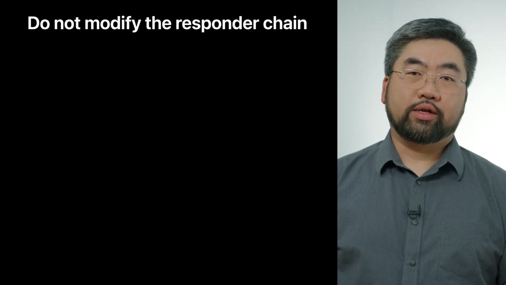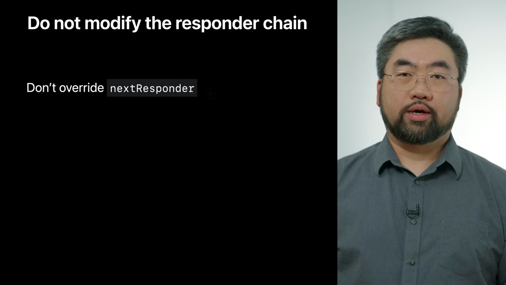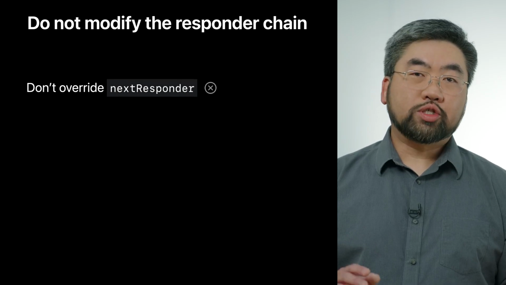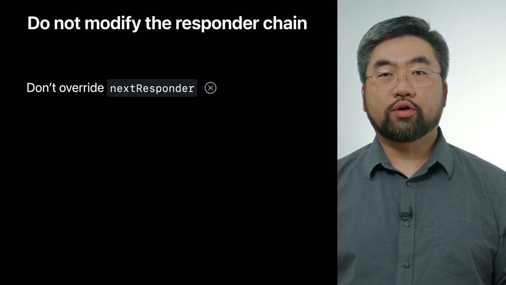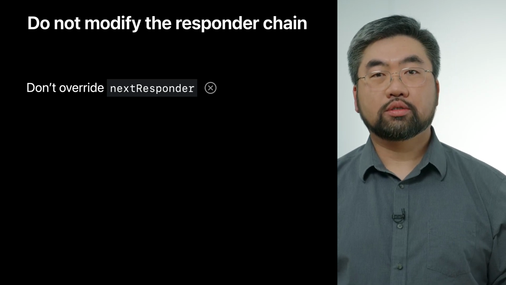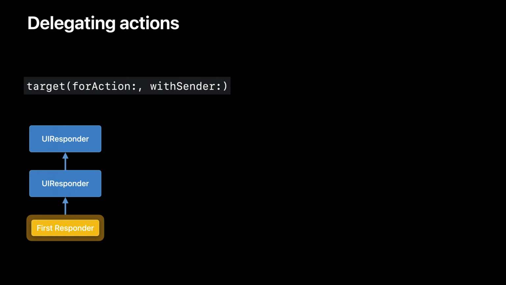While we're on the subject of responders, be sure to leave the responder chain unmodified in your app. In other words, don't override next responder. Leaving the responder chain unmodified ensures that Mac Catalyst can route your actions to the appropriate targets. If your app has to handle certain actions using objects that are not in its responder chain, use the target(forAction:withSender:) function to delegate these actions to the appropriate object instead.